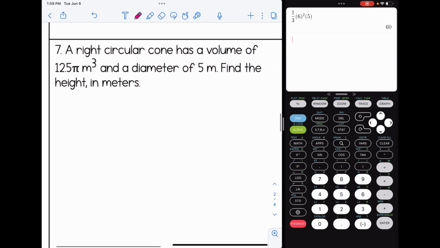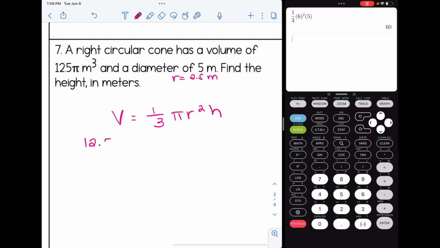Number 7, a right circular cone has a volume of 12.5 pi meters cubed, diameter of 5. Keep in mind, radius is 2.5 then. Find the height in meters. All right, so this one's a little bit reversed. What we're doing in this case is we're actually given the volume, so I'm going to plug that in for V. And we're asked to find one of the dimensions. So in this case, we are going to be solving for h.